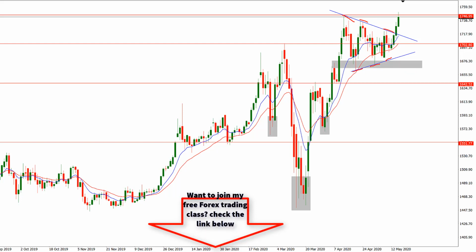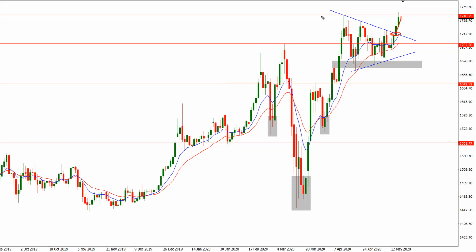Price also carved this kind of symmetrical triangle chart pattern right there. And I discussed this with the VIP members, I said I am looking out for a breakout of this symmetrical triangle, whereby the next key level resistance acts at 1746.95.